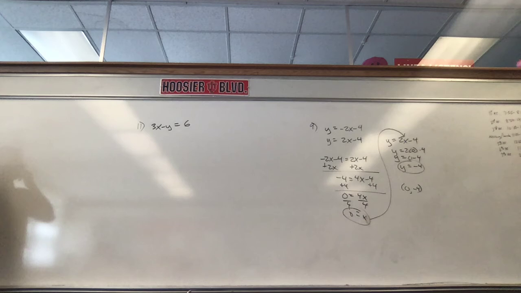Not just opposite signs, opposite numbers. They have to be opposite numbers, because when you add opposites, what happens? You get 0. They cancel. That's why it's called the elimination method. If I add the x's, will they cancel? No.